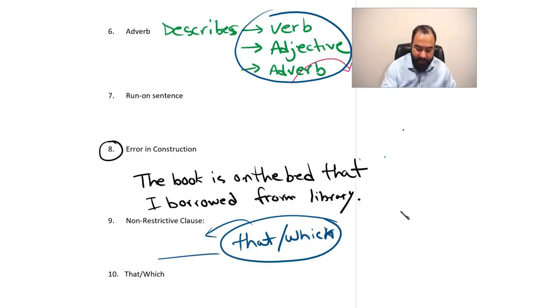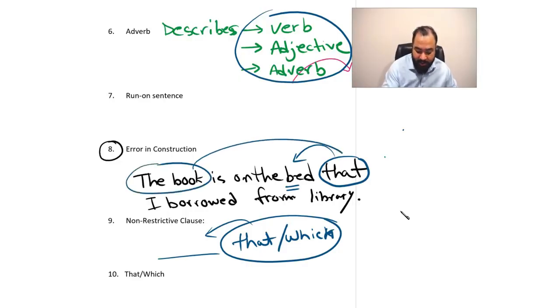Now what does that mean? You see the word that. What is next to it? Bed. So the word that is describing the bed. Now look how it looks: the bed that I borrowed from the library. So it sounds like you borrowed the bed from the library. So this is a construction error. The word that should be after the book. The actual sentence should have been, the book that I borrowed from the library is on the bed.